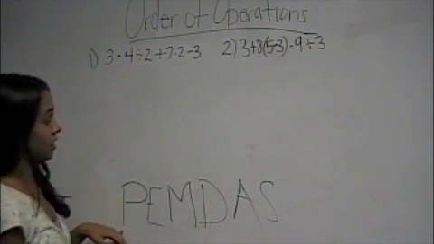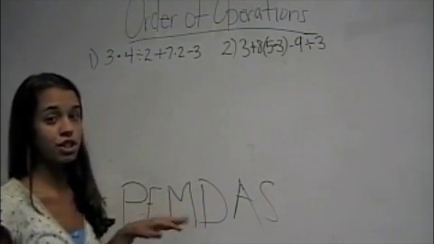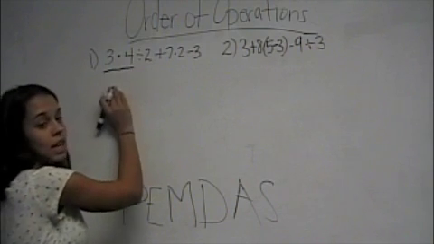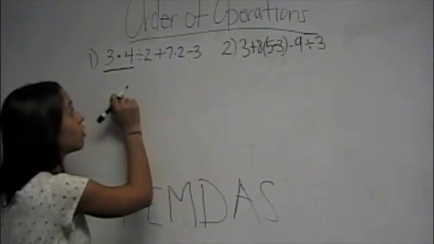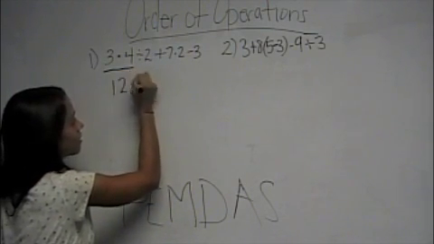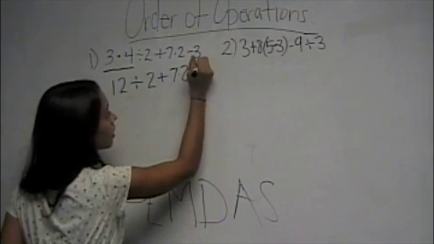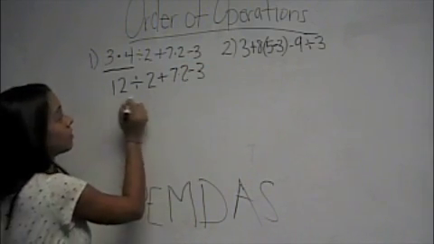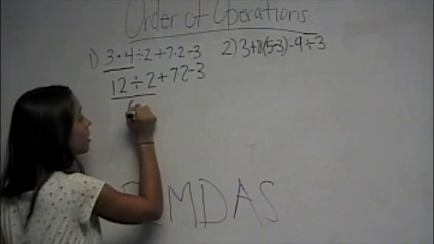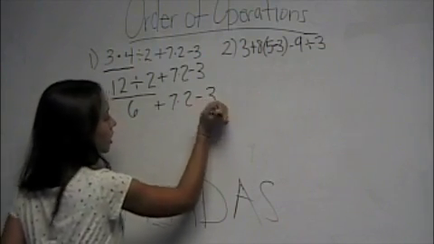We don't have any parentheses, we don't have any exponents, so we're going to do our multiplication, our division, as we come to them in the problem. Let's see. 3 times 4, multiplication. We underline it and solve 3 times 4, 12. Let's bring down the rest of our problem and keep going. Now we have a division, so we're going to do that. 12 divided by 2. Underline and solve 6 plus 7 times 2 minus 3.